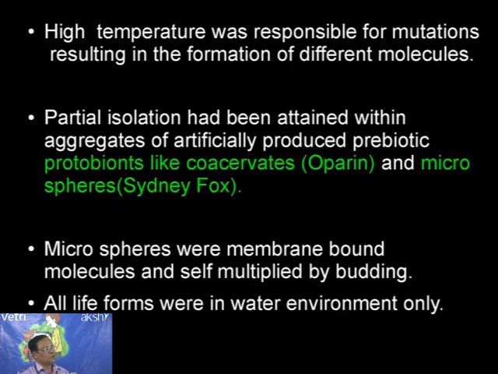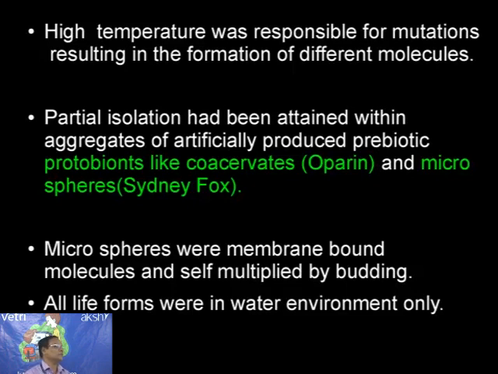Now what are microspheres? Compared to the co-aggregates, the microspheres are also aggregates, but they are provided with some membrane around them. In the case of co-aggregates, there are no membranes, but the microspheres are provided with membranes, so that's why they are called membrane-bound structures. And they have the ability to undergo multiplication. How? By means of budding. By budding, they gave rise to more and more microspheres.